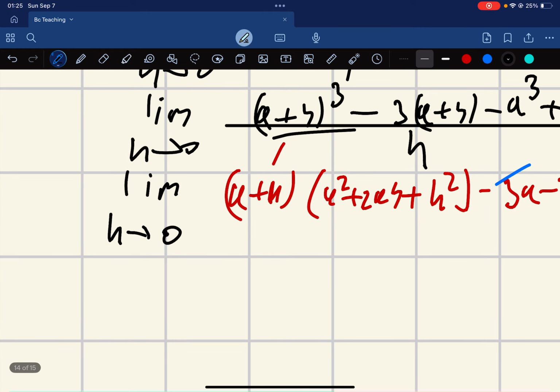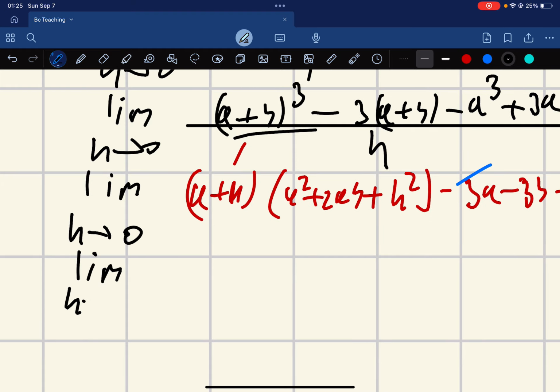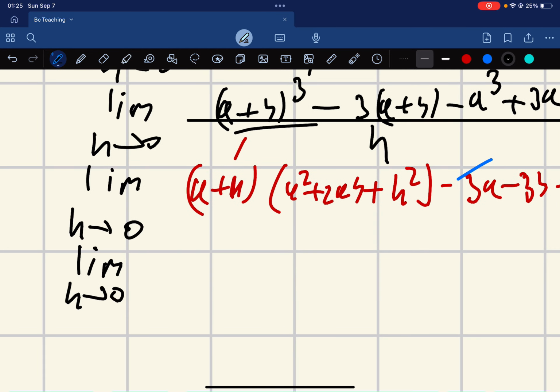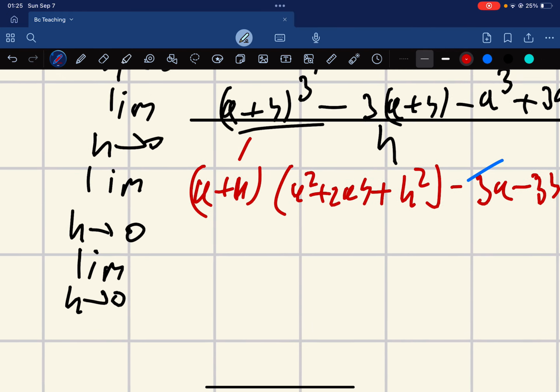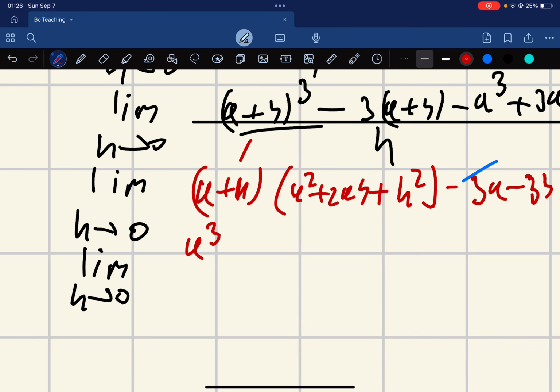So now you have the limit as h approaches 0 of, now doing this, a cubed plus 2a squared h plus, oh wait, I just remembered how to do it.